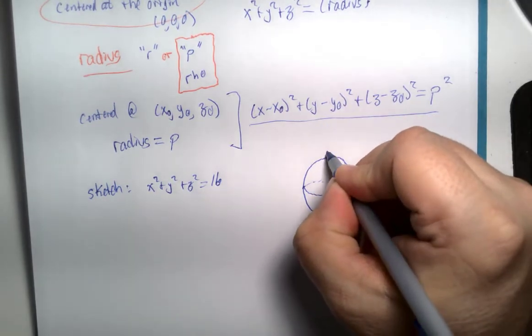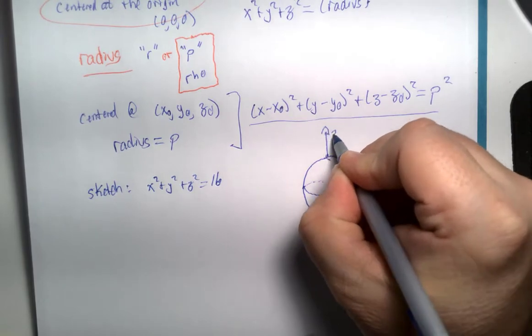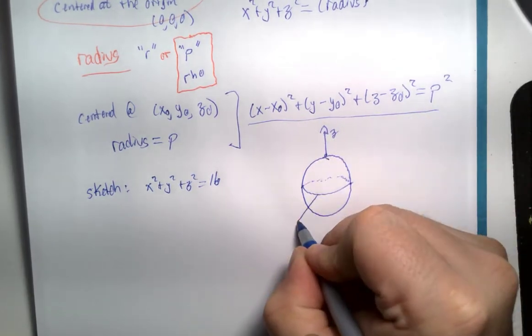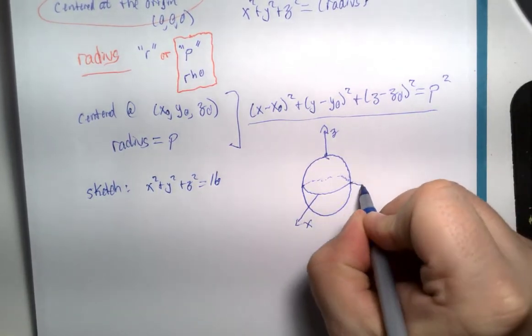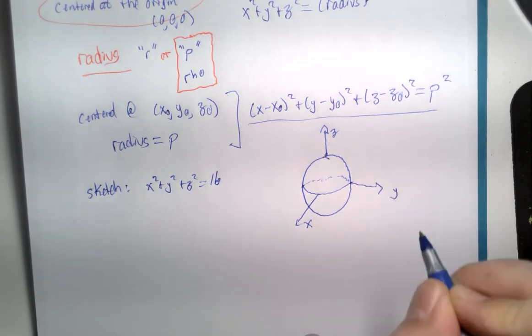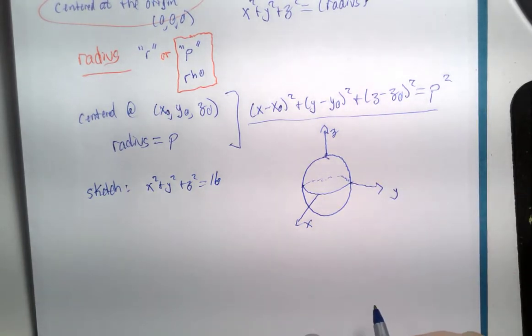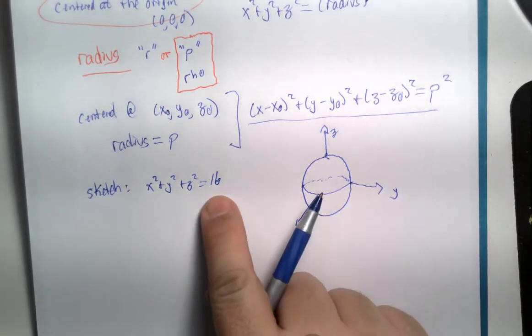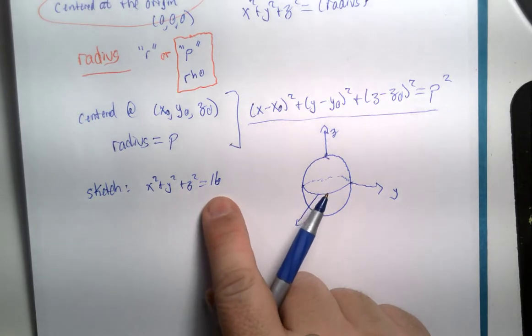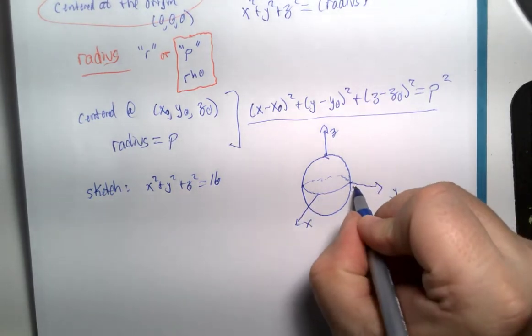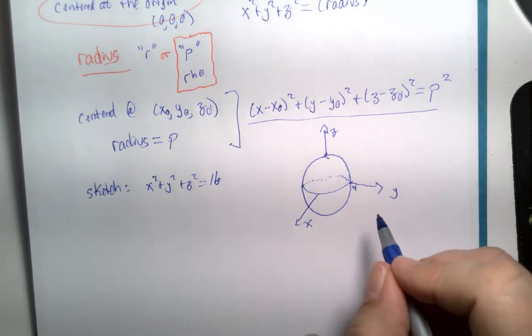And then we could put our z-axis and our x-axis and our y-axis on afterwards. And for this particular problem, the radius would be, well, that's right, the radius would be 4. I'm just going to label it one place.